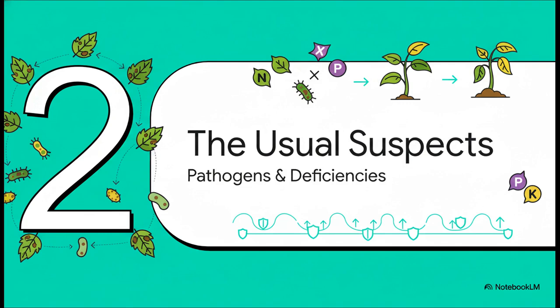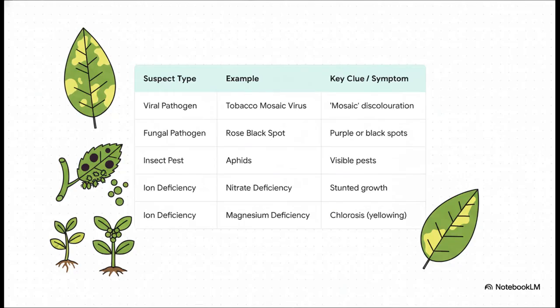Right, so we've collected our evidence from the crime scene. Now it's time for the police lineup. In the world of plant disease, our usual suspects pretty much always fall into one of two camps. Either we're talking about invading pathogens or some kind of nutrient deficiency. And this table perfectly lays out the main offenders you need to know. A key skill here is linking the symptom to the cause.